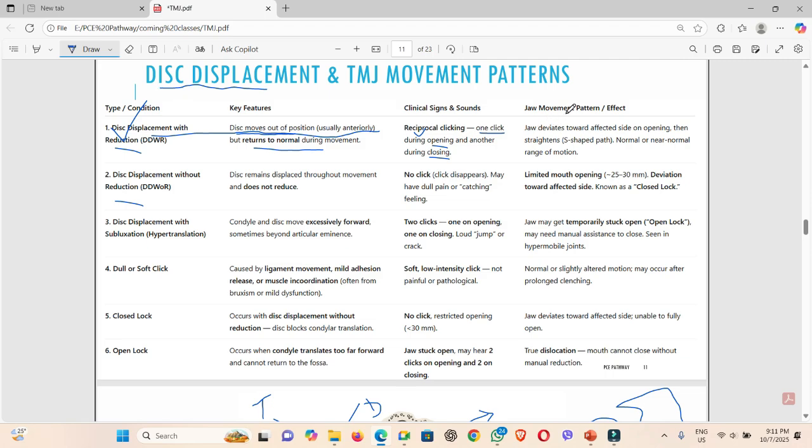Now the jaw movement pattern effect. The jaw deviates towards the affected side on opening, then straightens, with normal or near normal range of motion.